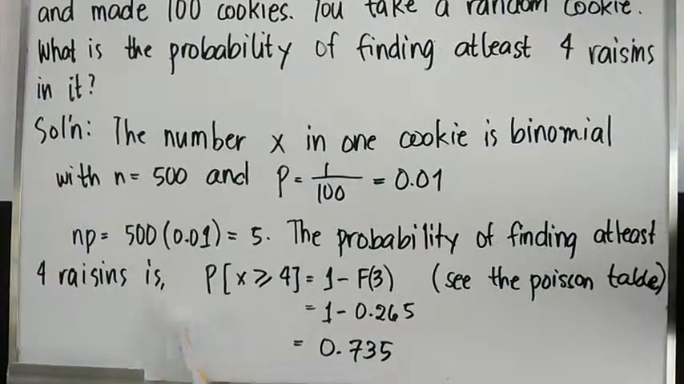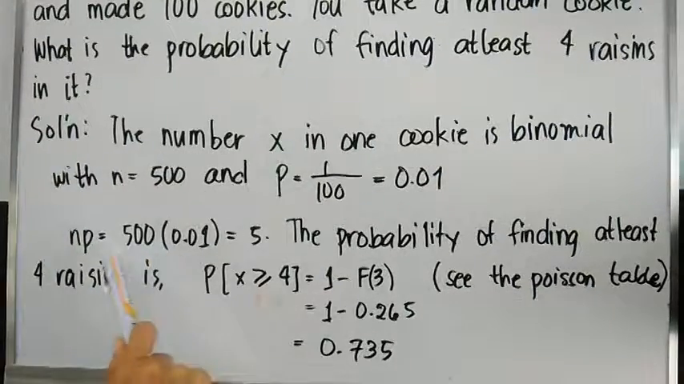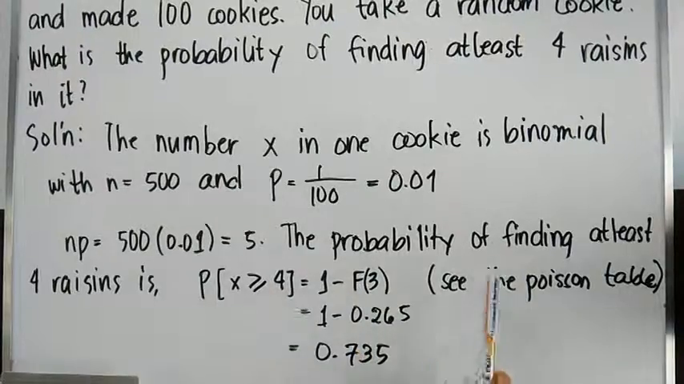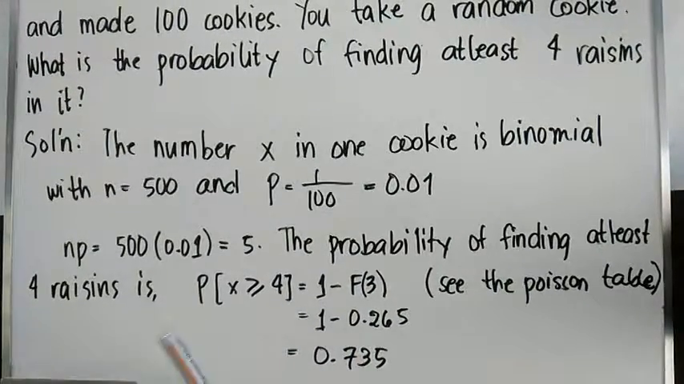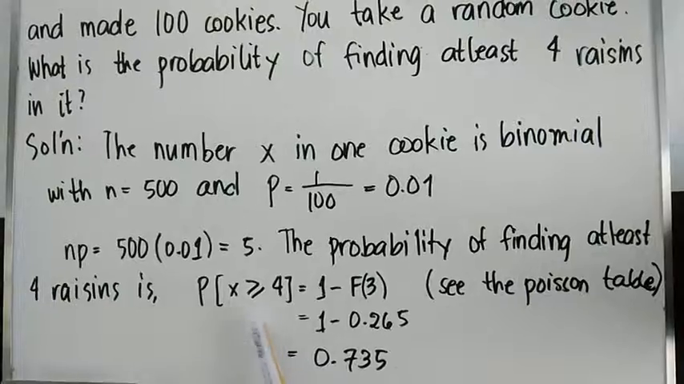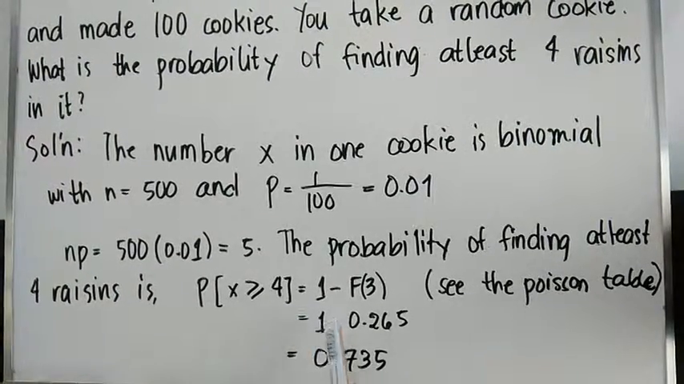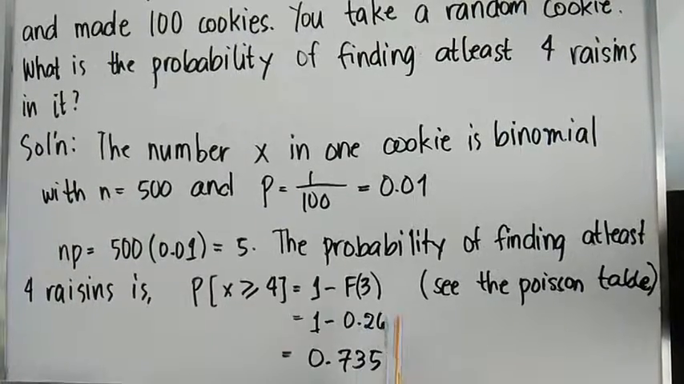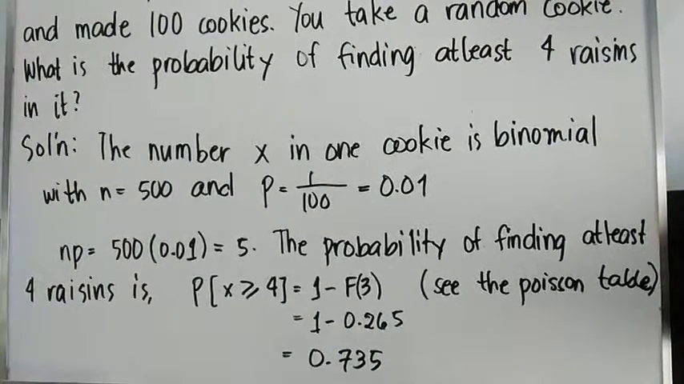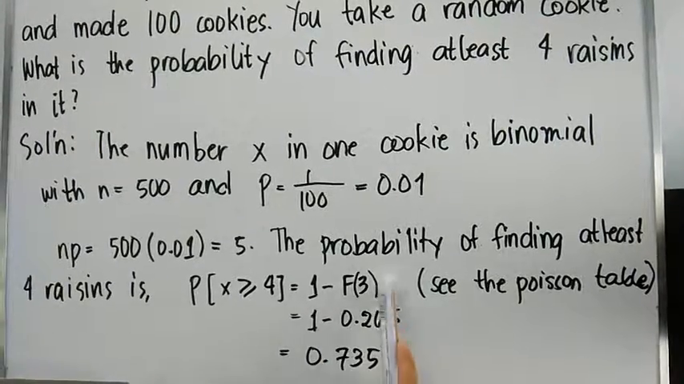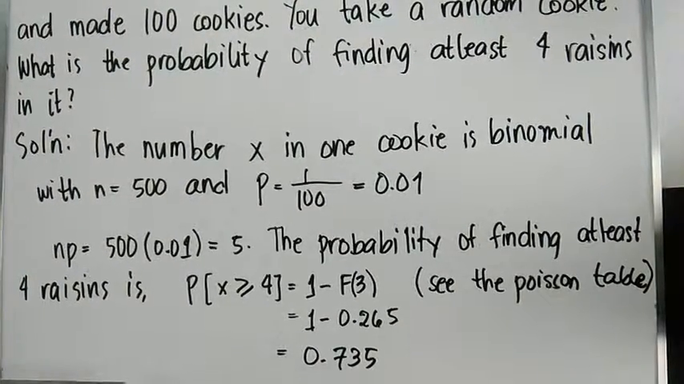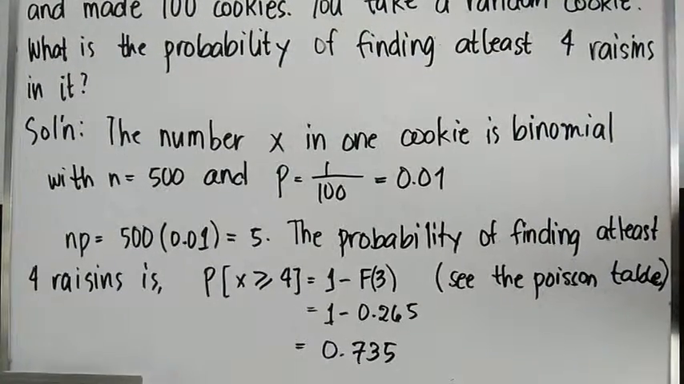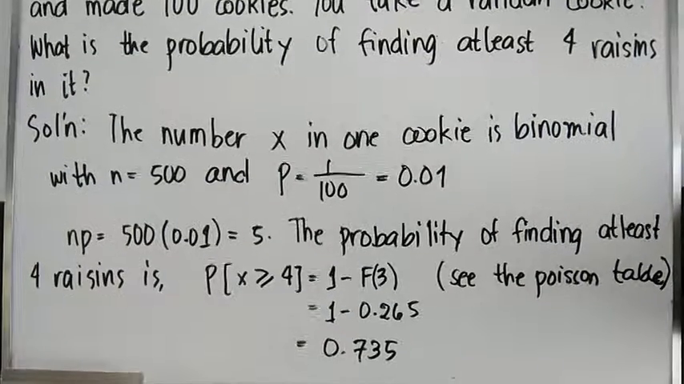Nearly Poisson with parameter np, 500 times p of 0.01, which is equal to 5. And then the probability of finding at least 4 raisins is the probability of x greater than or equal to 4, which is equal to 1 minus the probability of finding 3 raisins or fewer, that is F(3). And then by seeing the Poisson table, we have 1 minus the value of this, 0.265. So the probability of getting at least 4 raisins is 0.735.